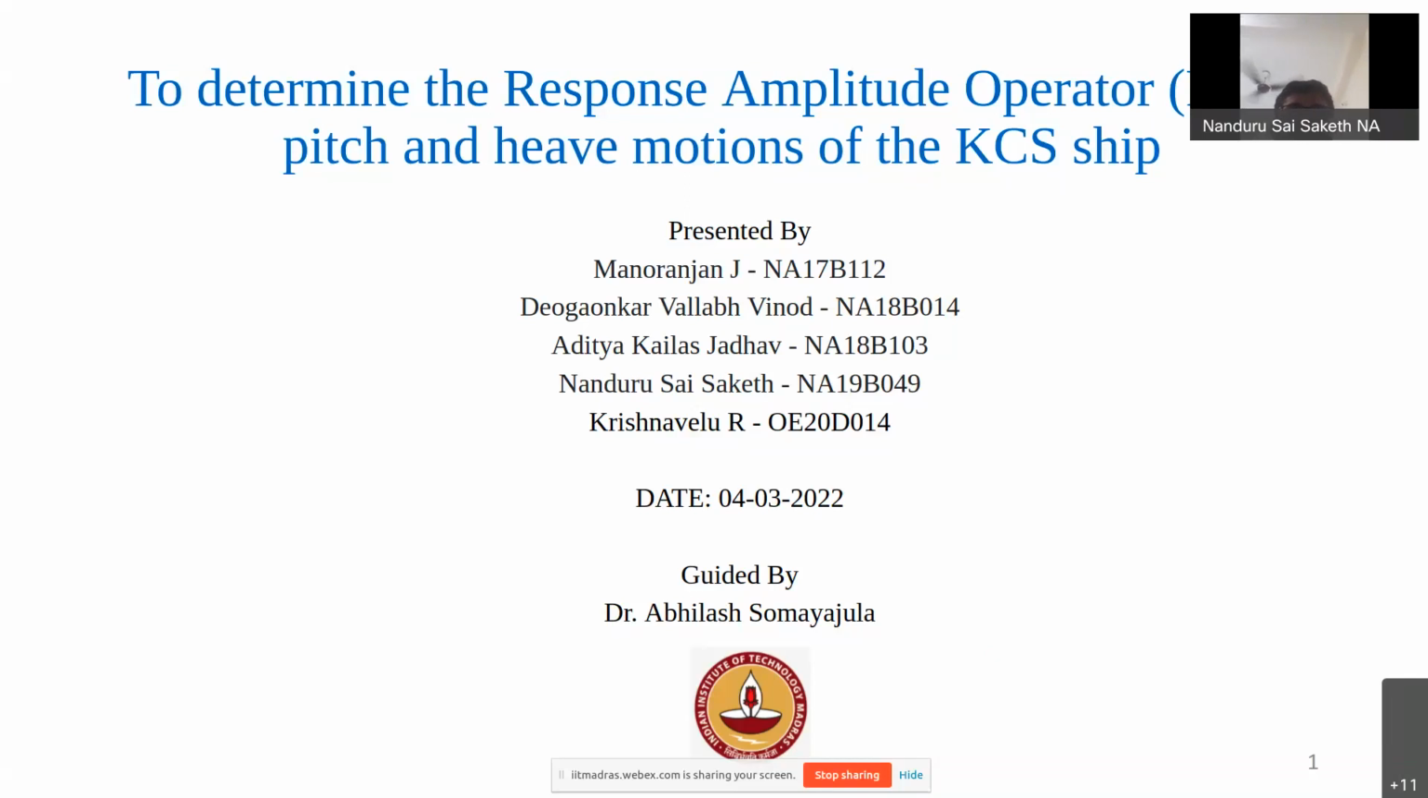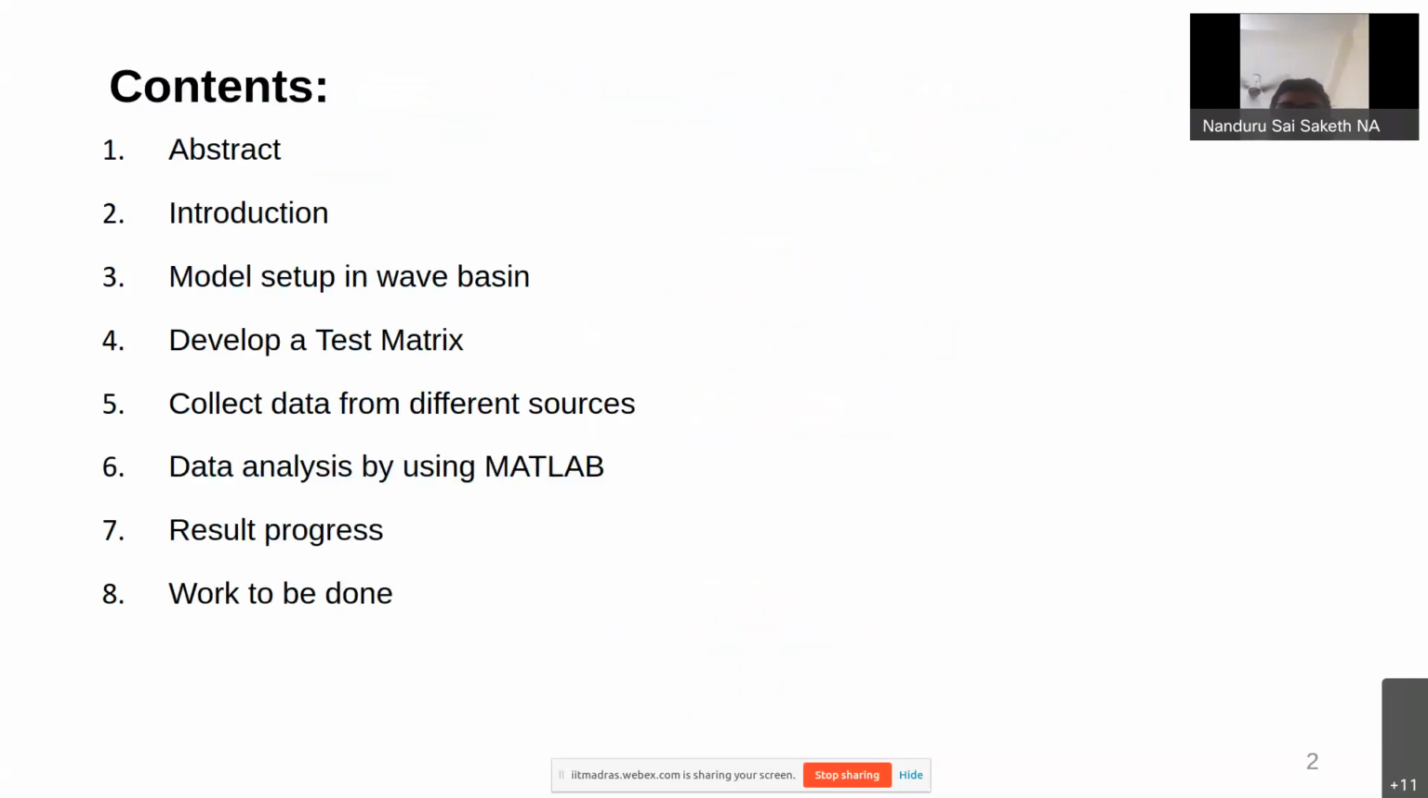Today's presentation will proceed first by stating the objective of the study and abstract. Then the audience are introduced to the concept of response amplitude operator and its importance in hydrodynamic applications. Then the experimental model setup used for data collection, which includes the mooring spring system, is also explained.